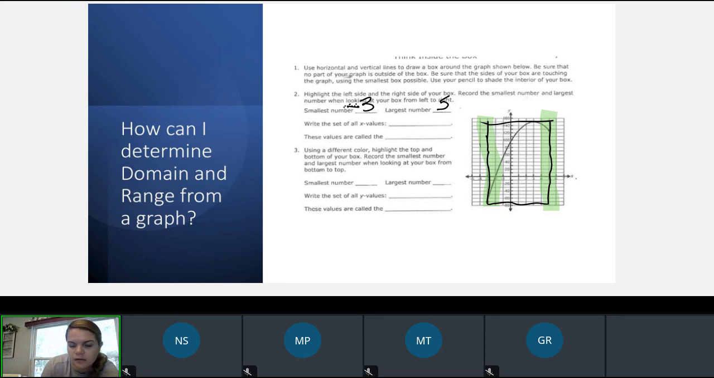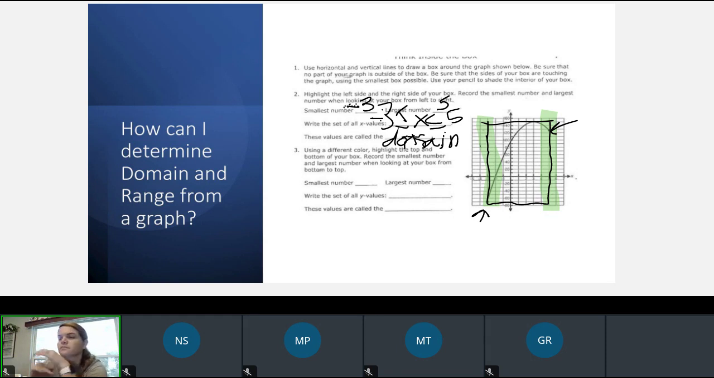So now it says write the set of all the X values. So this graph starts here and goes up and over until it ends right here. So it's going to include all the numbers from -3 to 5. And then obviously these are X values. So this is going to be called our domain. Questions about how I got any of those numbers?